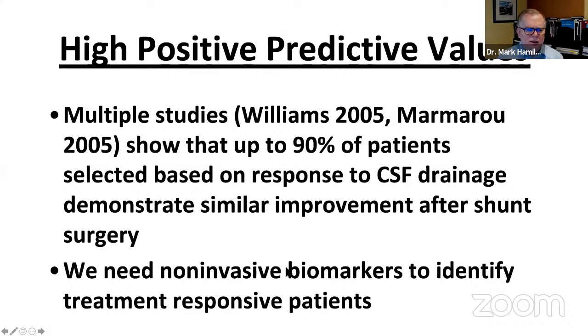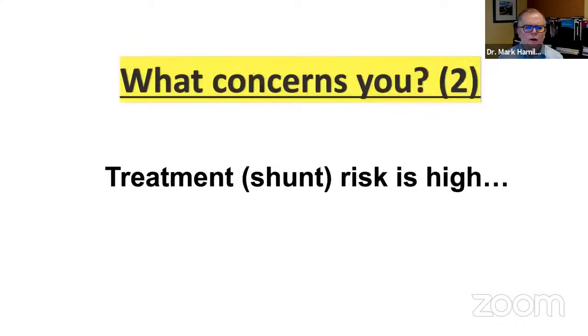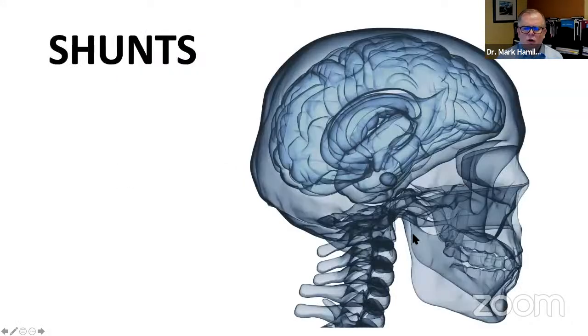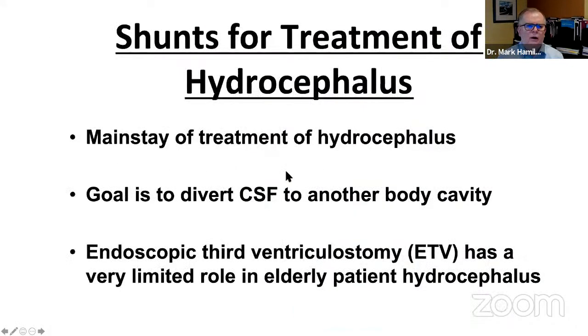We do desperately need non-invasive biomarkers to identify treatment-responsive patients. We're not going to get into that today because that's a talk in itself and very, very important down the road. So, second concern: shunt treatment risk is high. Let's go through a quick overview of shunts. It's been the mainstay of hydrocephalus treatment. The goal is simply diverting CSF to another body cavity.